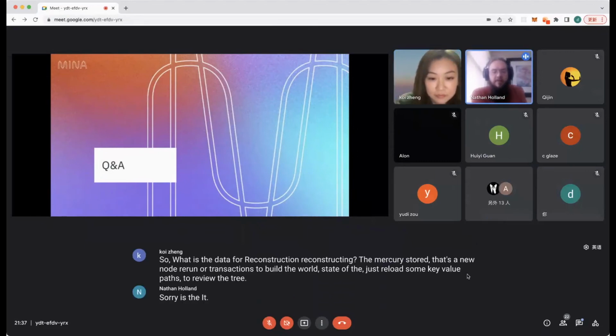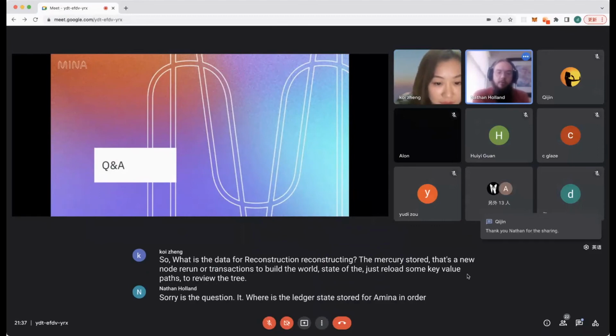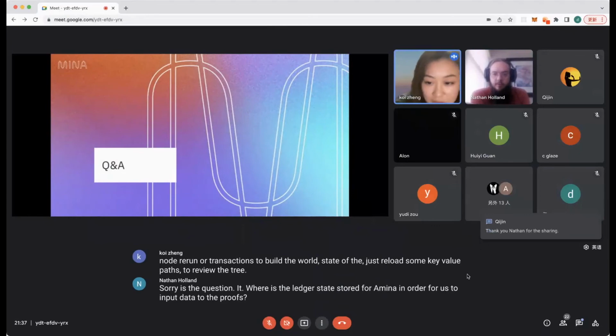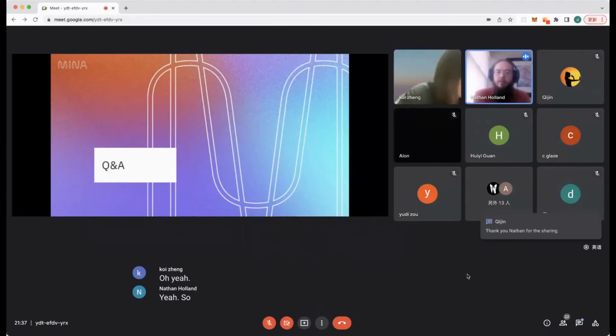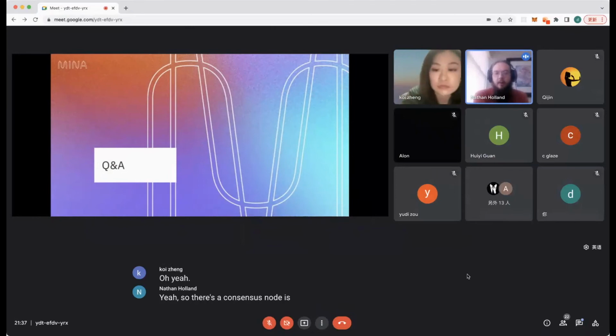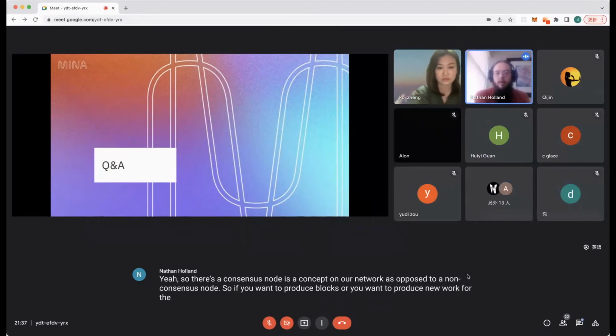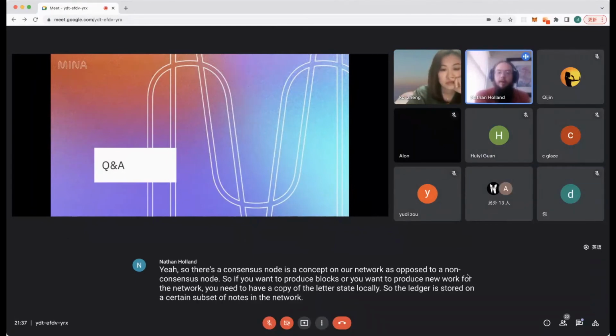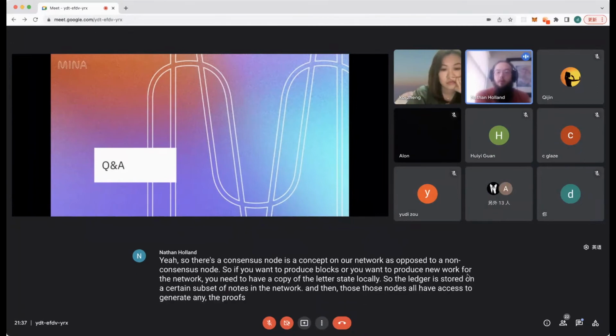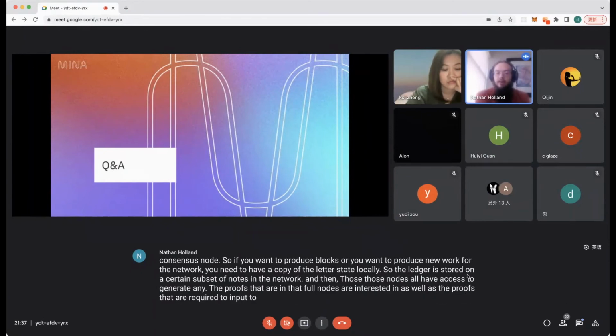Sorry, is the question where is the ledger state stored for Mina in order for us to input data to the proofs? Yeah, so a consensus node is a concept on our network as opposed to a non-consensus node. If you want to produce blocks or you want to produce new work for the network, you need to have a copy of the ledger state locally. So the ledger is stored on a certain subset of nodes in the network. And then those nodes all have access to generate any of the proofs that full nodes are interested in, as well as the proofs that are required to input to our snark circuits.